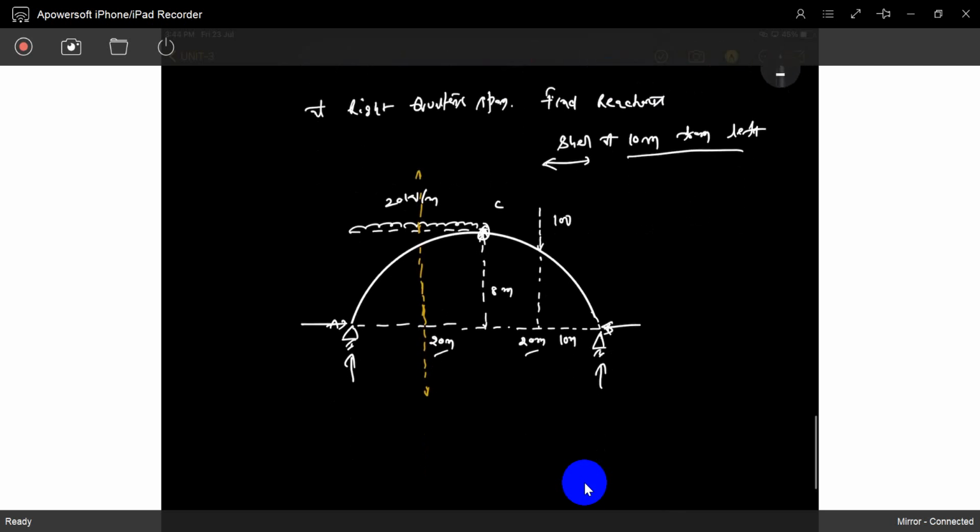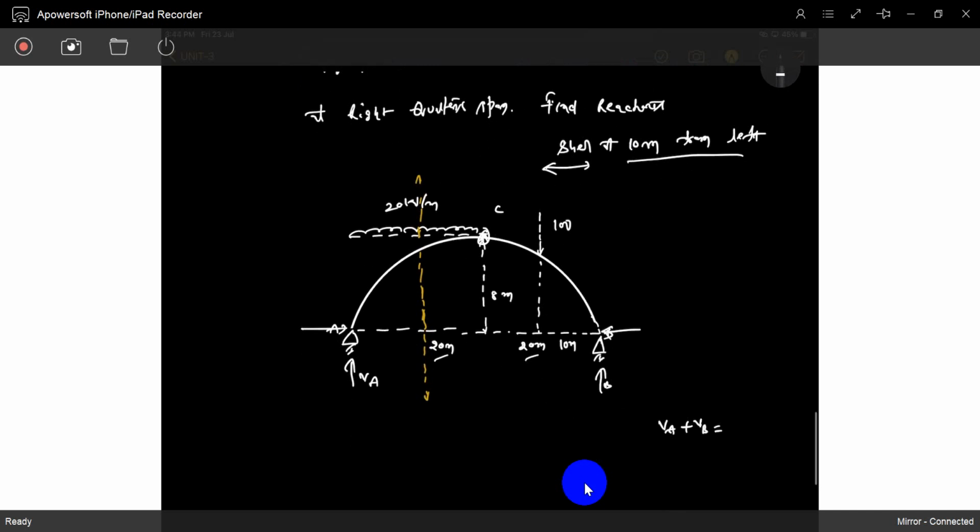So what you can do: see, VA and VB. VA plus VB is what? Total load: 20 times 20 is 400, plus 100. So VA plus VB is 500. You know, VA plus VB is 500.